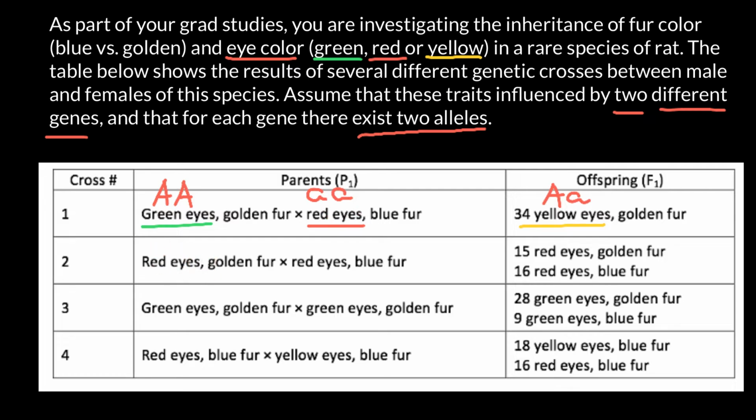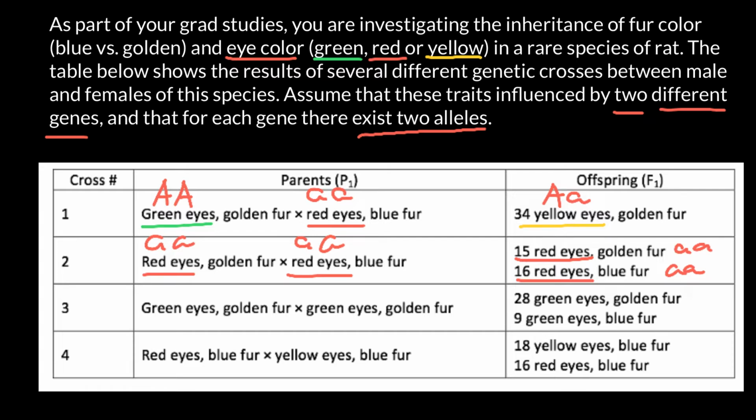Now let's move to the second example. We have one mouse with red eyes. We cross it with another one with red eyes, and we know that the genotype is homozygous recessive. If we cross homozygous recessive with homozygous recessive, 100% of the result of such a cross would be mice that are also homozygous recessive for this trait.